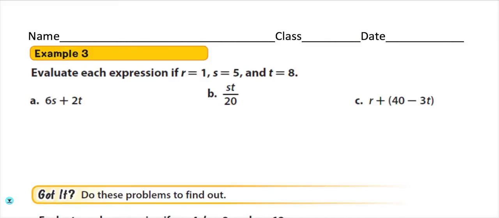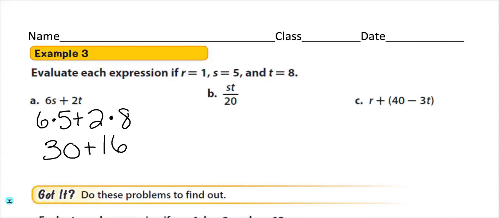And let's take a look at example 3. It says evaluate each expression if r equals 1, s equals 5, and t equals 8. So we're going to have 6s. Remember, this means times. So this means 6 times 5 plus 2t, so 2 times 8. So we have 6 times 5, that's going to give us 30, plus, and then we have 2 times 8, which is 16. Remember, you've got to do order of operations still. Let's put those back up here. And then we have to do 30 plus 16, which gives us 46.